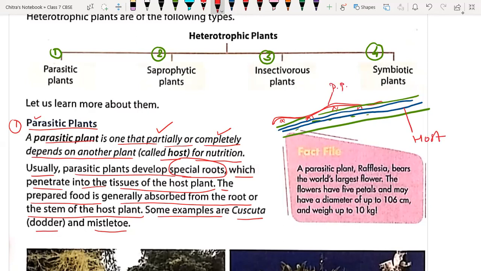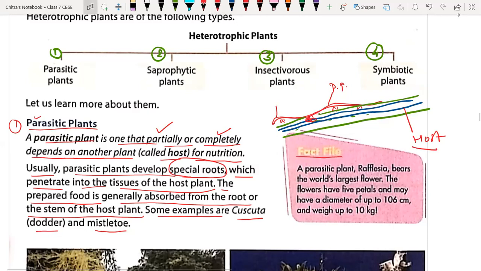So in parasitic plants, that special kind of root penetrates the tissue of the host plant and they absorb nutrition from them. So here that plant totally depends on the host plant for its food. Okay. So here we have one important fact.